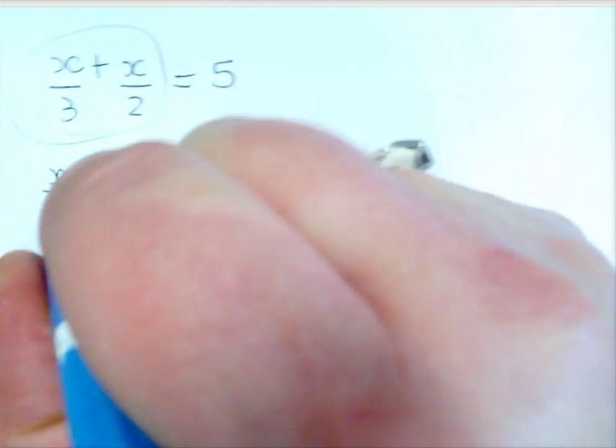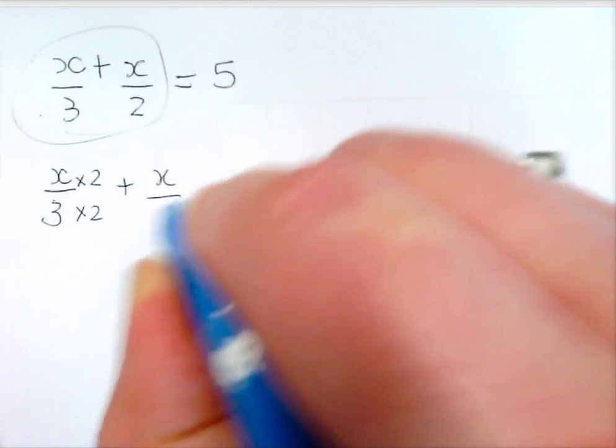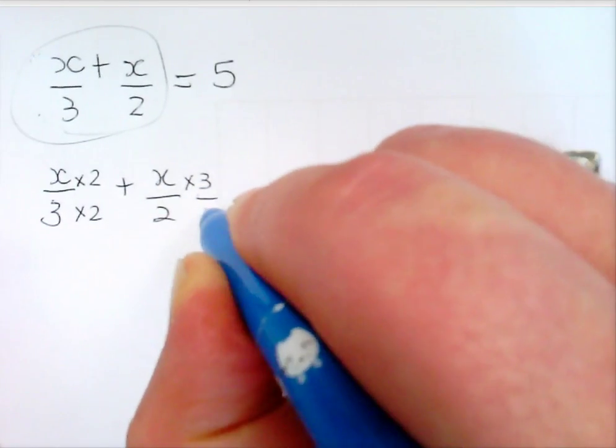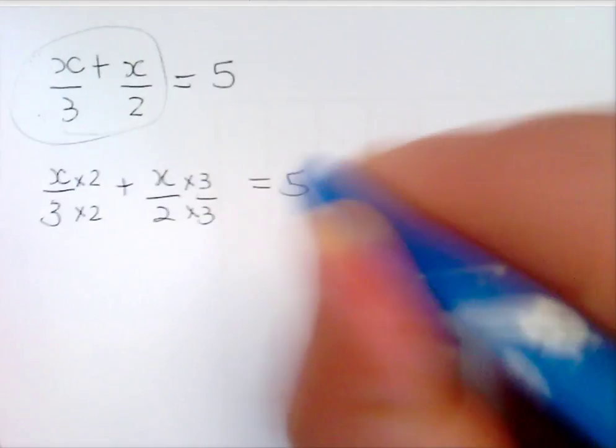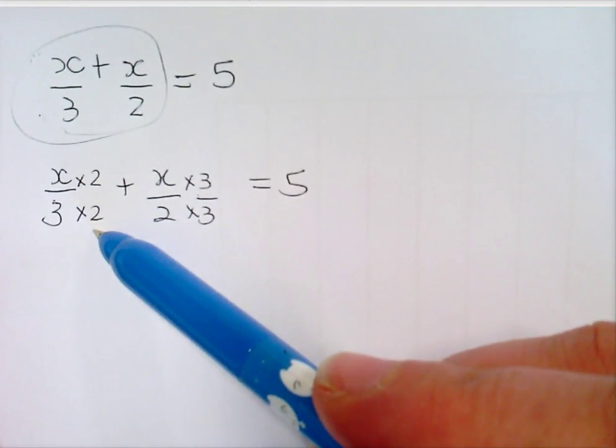So some people go, x over 3, I'm going to times that by 2 over 2. And x over 2, I'm going to multiply that by 3 over 3. So all they're doing, multiplying by 2 over 2 is the same as multiplying by 1.